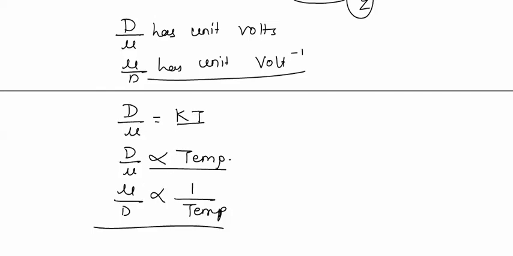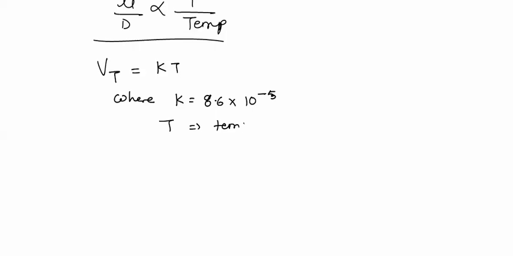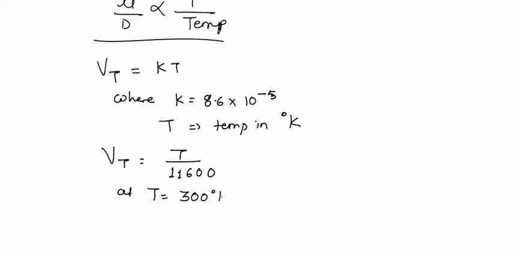The thermal voltage Vt is written as kT, where k equals 8.6 into 10 raised to power minus 5, and T is temperature in degrees Kelvin. Putting these values, we get Vt equal to T upon 11,600. At T equal to 300 degrees Kelvin, which is room temperature, Vt is around 0.0259 volts. This can be written as 25 millivolts, or sometimes as 26 millivolts.